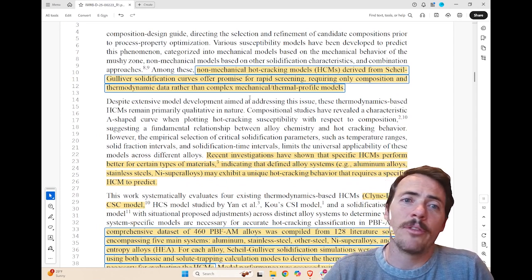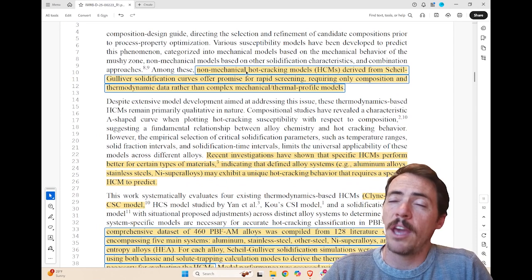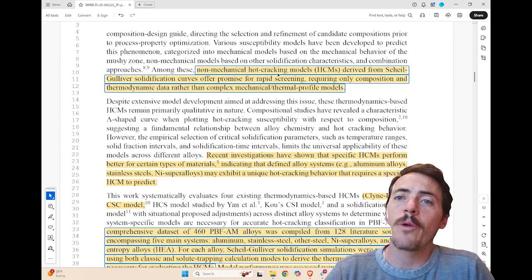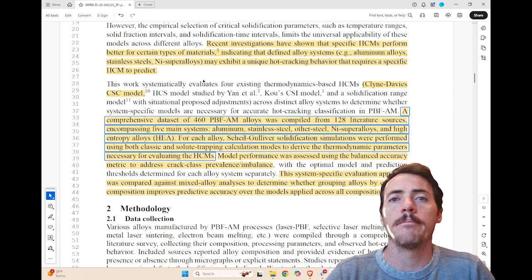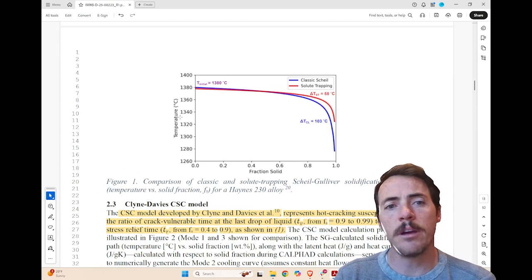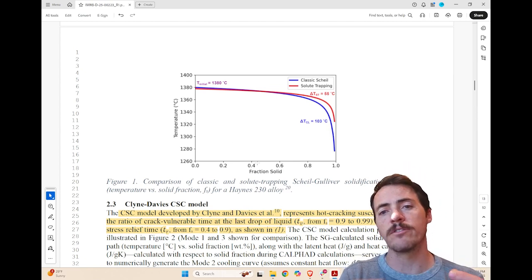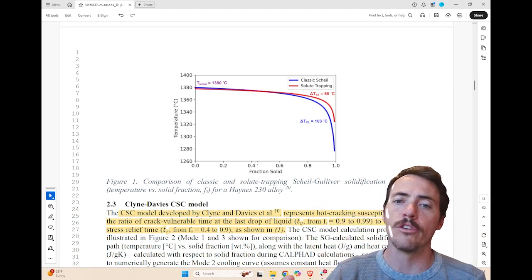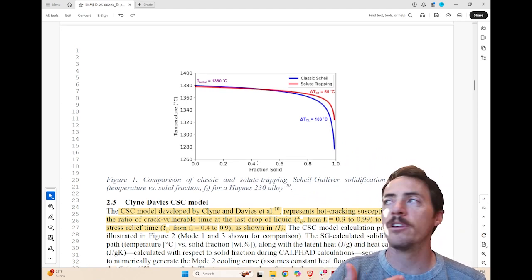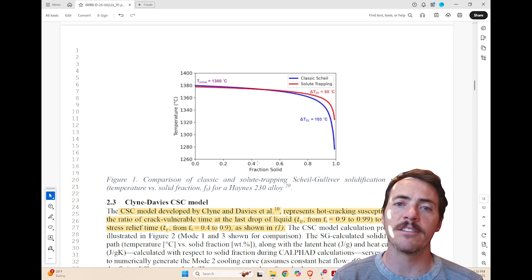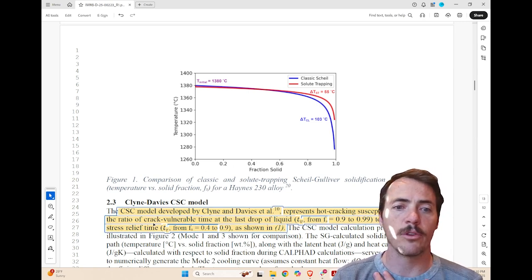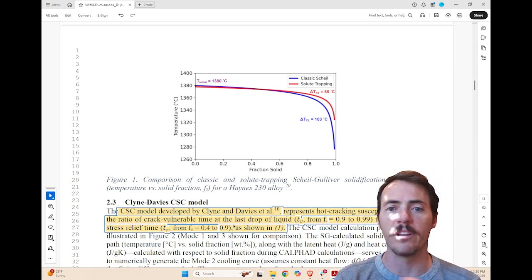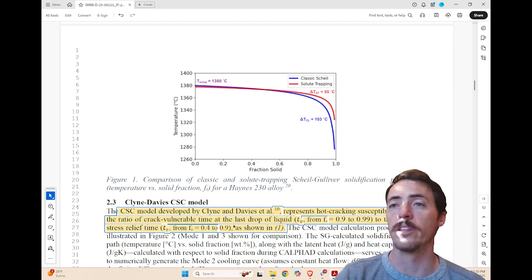And there's been a few out there. In fact, they talked about a couple different non-mechanical hot cracking models that are derived from this Scheil-Gulliver solidification curve. Now, what is that? They look a bit like this. As a function of temperature, what it's showing you is the fraction of solid, right? As you're going through from a liquid to a solid region, it's basically showing you the volume of the solid, with the conceptual notion that hot cracking susceptibility is most severe during this crack vulnerable time where the last drip of liquid is present, compared to the thermal stress relief time.